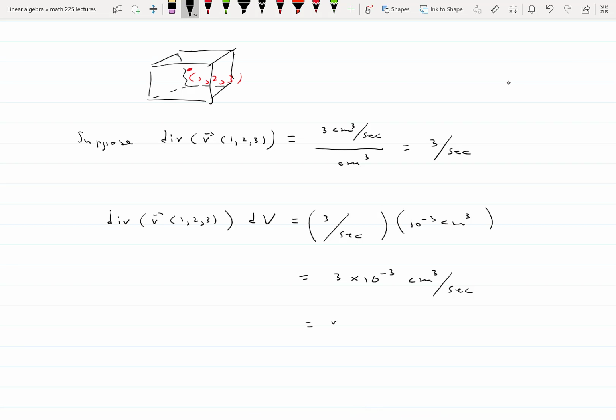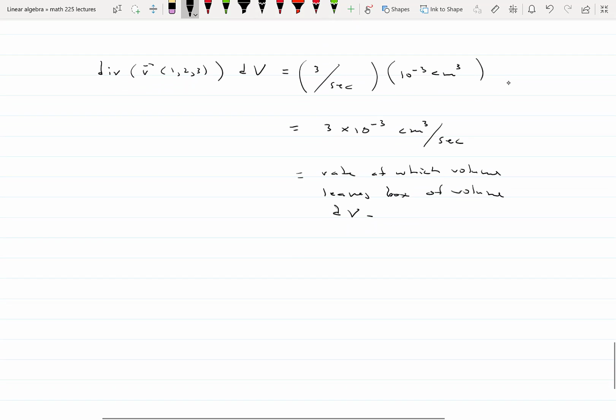So this is the rate at which volume leaves the box of volume dV. Of course, that box has to include the point 1, 2, 3.